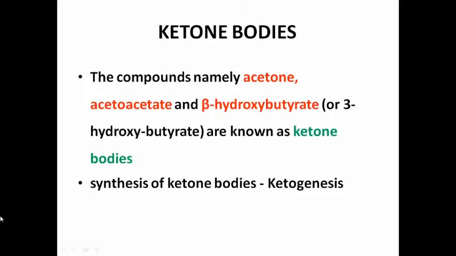First we have to know what the ketone bodies are. The ketone bodies are the compounds acetone, acetoacetate and beta hydroxybutyrate, otherwise called 3-hydroxybutyrate. These compounds are commonly called ketone bodies. The process by which these ketone bodies are formed or synthesized is known as ketogenesis. Ketogenesis means formation or synthesis of the ketone bodies.